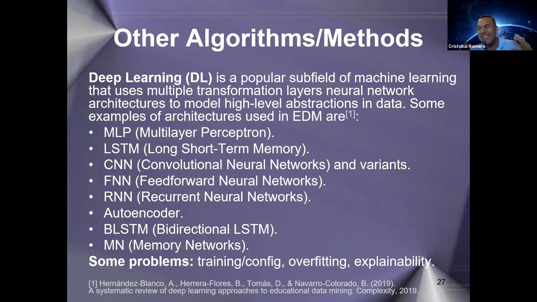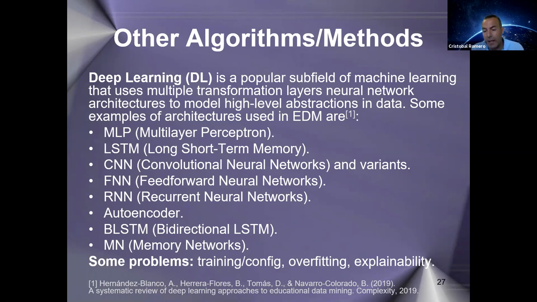Normally, deep learning needs a lot of training time. Also, the configuration: there are a lot of parameters about all the layers and their values. There is also the problem of overfitting. Overfitting is when you train many times with the same data, and the model has very good accuracy with your data, but when you apply it to different test data, it does not obtain good results. This is the overfitting problem.